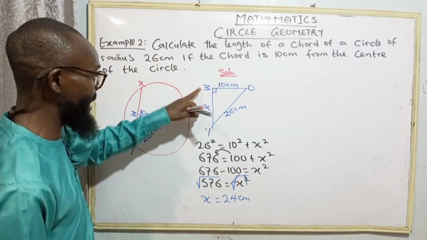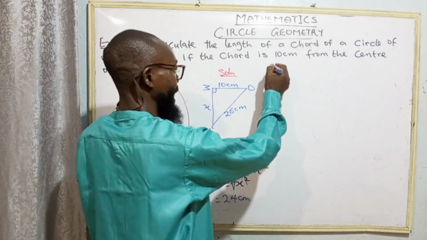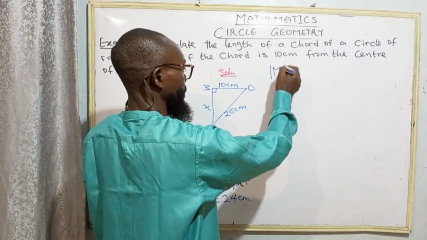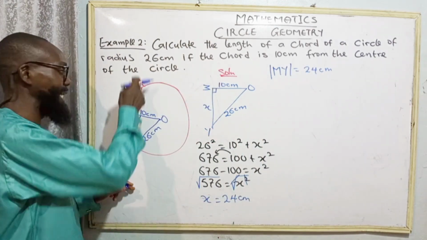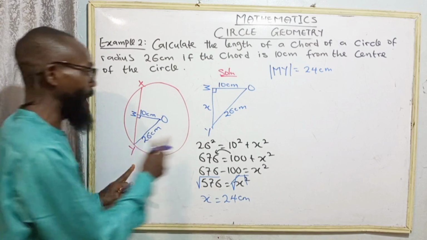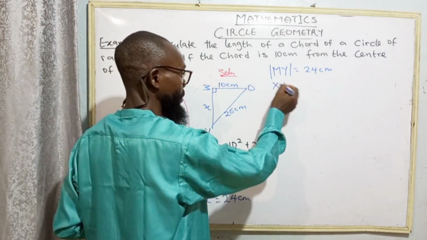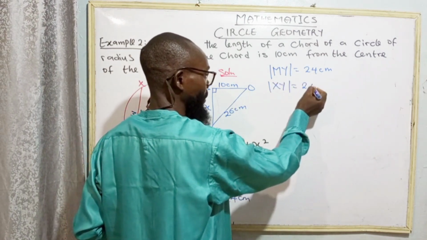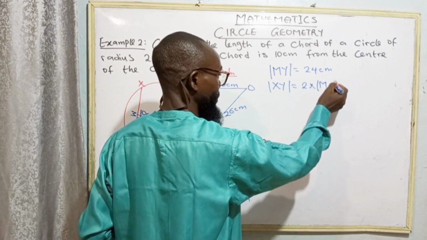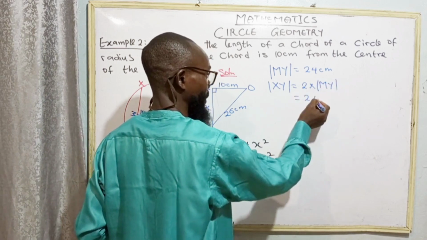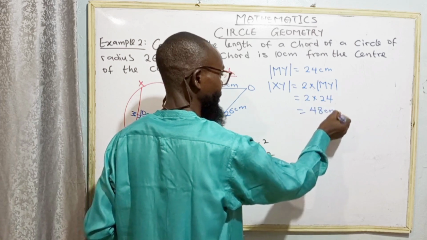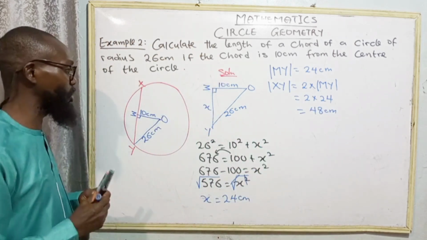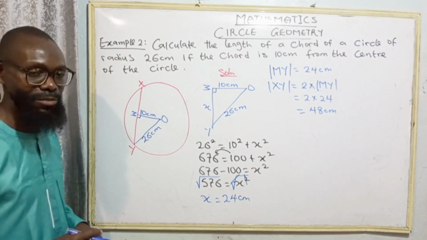So this line MY is equal to 24 centimeter. But we are asked to find the whole length, which is line XY. So our line XY will now be equal to 2 multiplied by line MY. That is 2 multiplied by 24, which gives what? 48 centimeter. So the length of this chord is 48 centimeter.